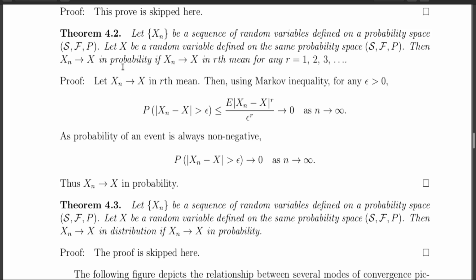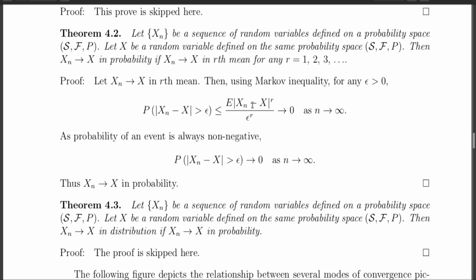This is nothing but: if Xn converges to X in the rth mean, this implies that Xn converges to X in probability. Why is this true? It is very easy to check, because if I have to show that Xn converges to X in probability, I have to show this probability goes to 0. Now, this probability is bounded by this one.